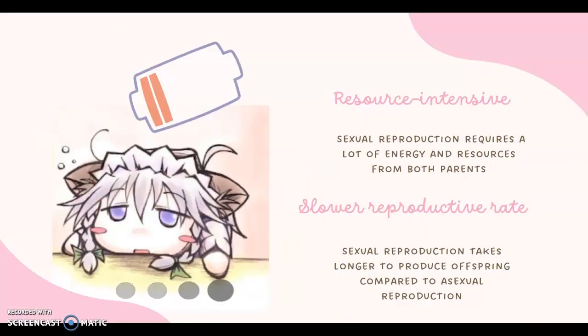Resource intensive. Sexual reproduction requires a lot of energy and resources from both parents, including the development of complex reproductive organs and the production of gametes. Slower reproductive rate. Sexual reproduction takes longer to produce offspring compared to asexual reproduction, which can limit the number of offspring produced in a given period.